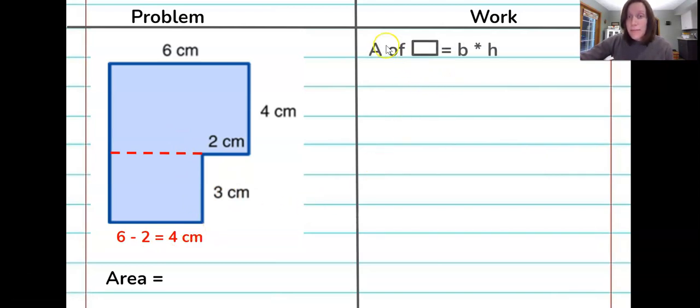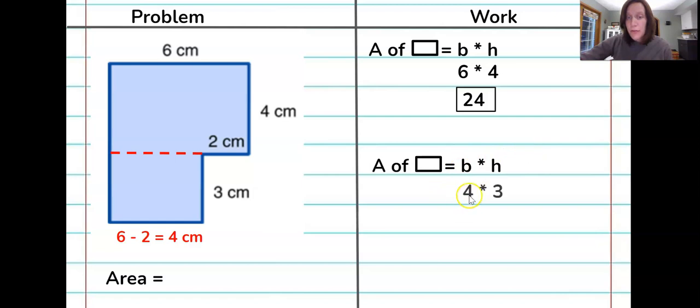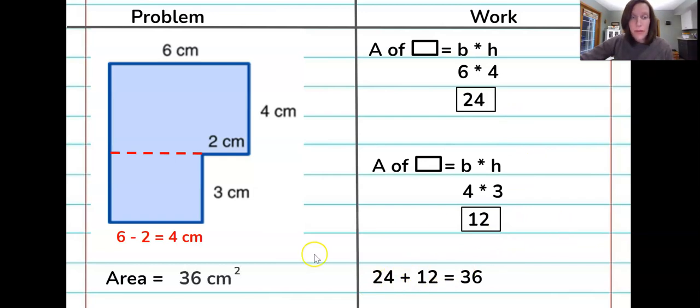Then to find the area, I know that the formula for area of a rectangle is base times height. So I'm going to do the top rectangle first. 6 times 4, base times height, which is 24. And then I'm going to find the area of the bottom rectangle. Again, base times height, so 4 times 3, which is 12. To find the area of the entire shape, I need to add those two areas together. 24 plus 12 is 36. The area of this entire shape is 36 centimeters squared.